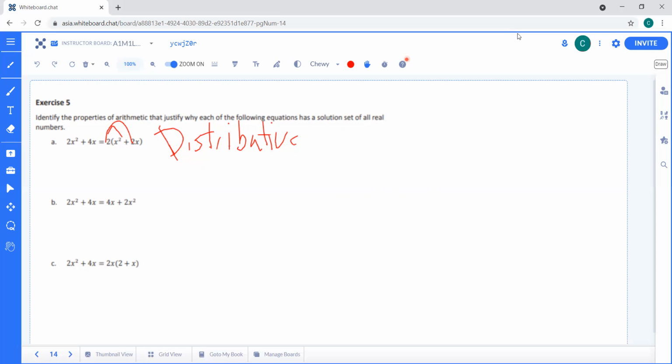Okay, so what happens down here? This would just be the commutative property, right? Because it's just written backwards now. Commutative. And here, it's just grouped differently. So we know that to be associative.